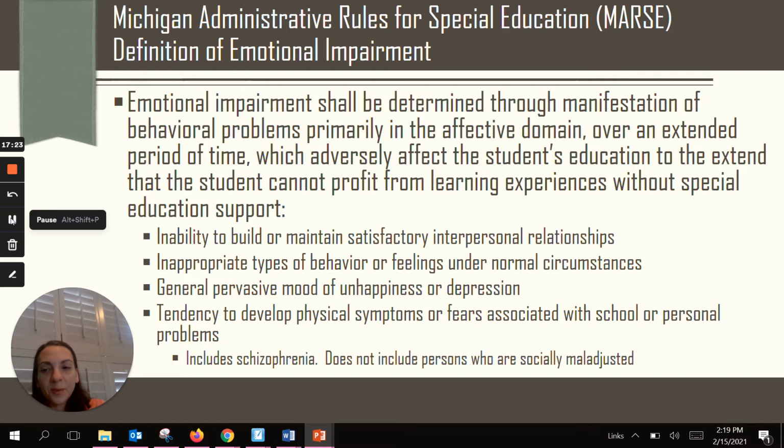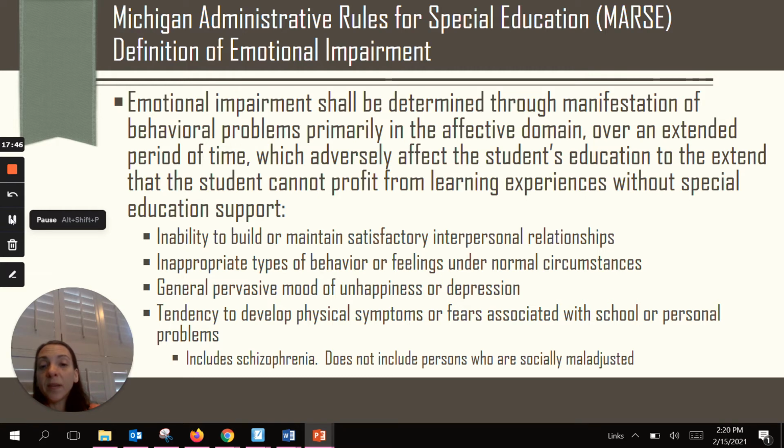But it's just a student who has an emotional impairment. That's typically the way that they act. And you have to learn not to take it personally. Inappropriate types of behavior or feelings under normal circumstances. So this might be somebody who cries hysterically and hides underneath a desk anytime there's an academic demand that they might think is too difficult for them.